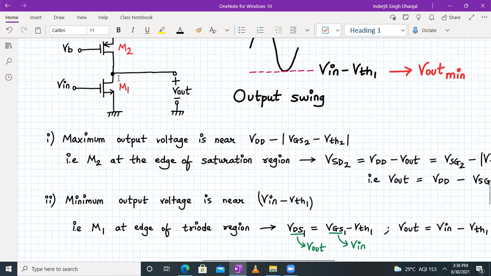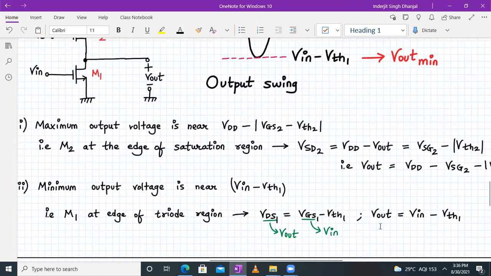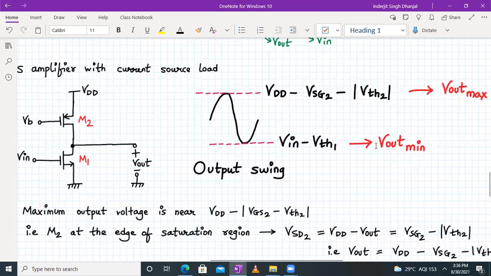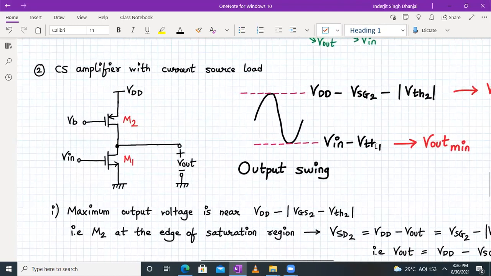So the condition for the MOSFET to be at the edge of saturation is that VDS1 should be equal to VGS1 minus VTH. So over here, VDS1 is V out, VGS1 is V in, right? So V out will be equal to V in minus VTH. So your V out minimum is V in minus VTH1. So this is the output swing, V out max minus V out minimum, for a common source amplifier with a current source load.